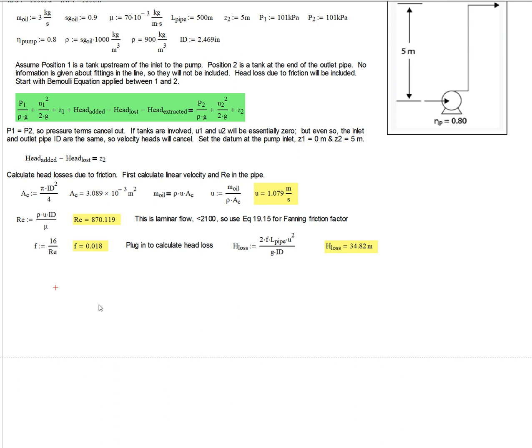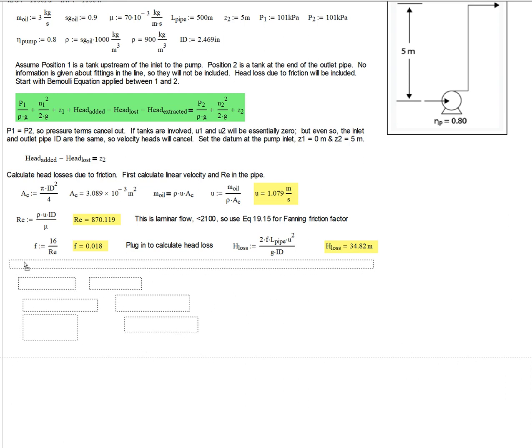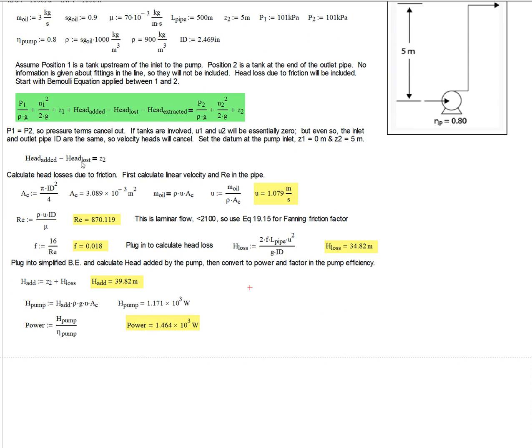If you want to do an equivalent length type of comparison of what the head losses are due to the total length of the pipe, you can. From that, we can now plug that into our equation and calculate the head added for the pump. We get 39.82 meters of head that need to be provided by the pump. And again, we've done this several times now to convert head added, or head in general, to power. We take the head, multiply it by the weight of the fluid, which is rho times g, and then multiply it by the volumetric flow rate, which is the linear velocity times the cross-sectional area.